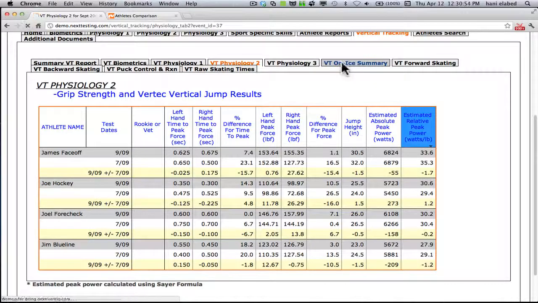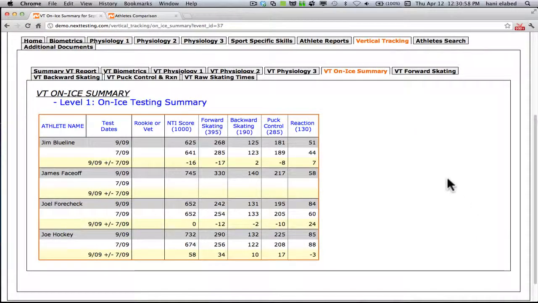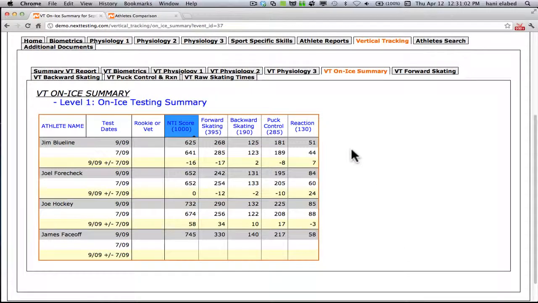Let's see the on-ice summary. We can look at their NTI score. We can sort it by NTI, and we can see that Jim was at an NTI score of 641, and went down to 625. So from July till September, they've lost 16 points. Not good, Jim.